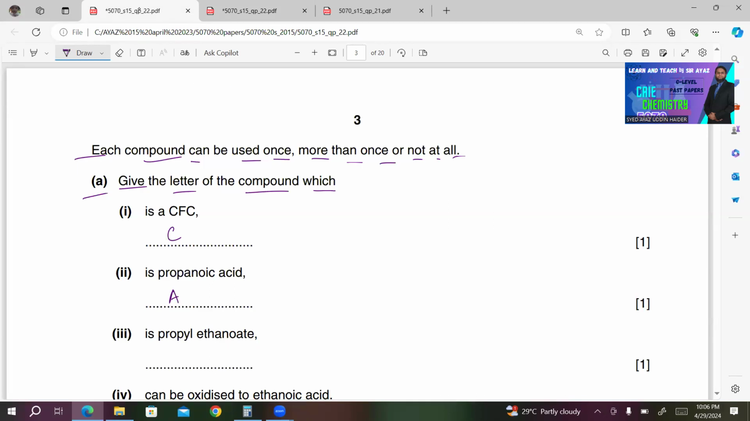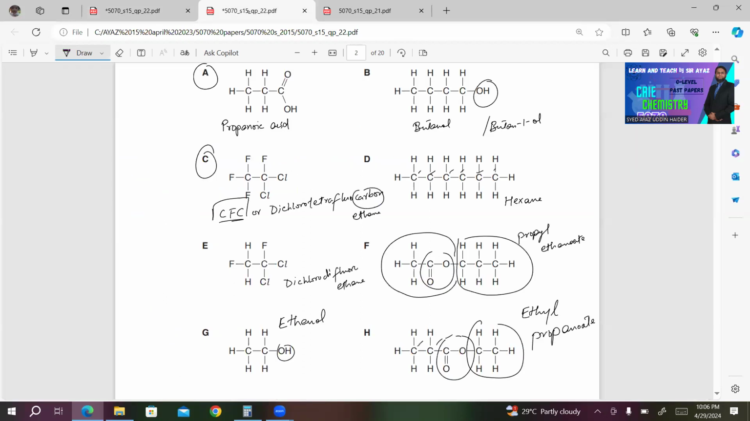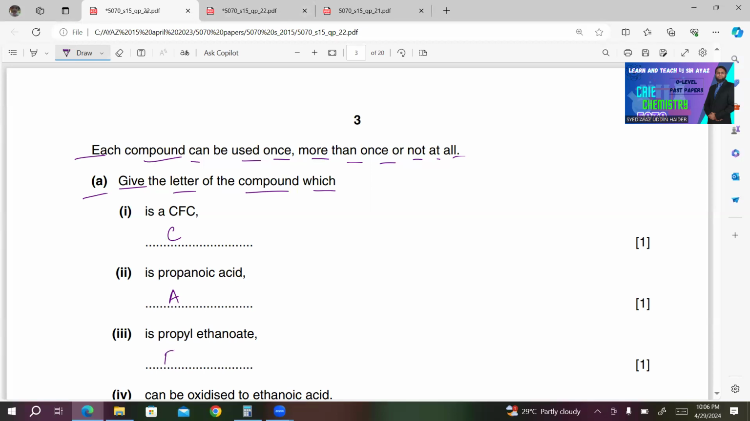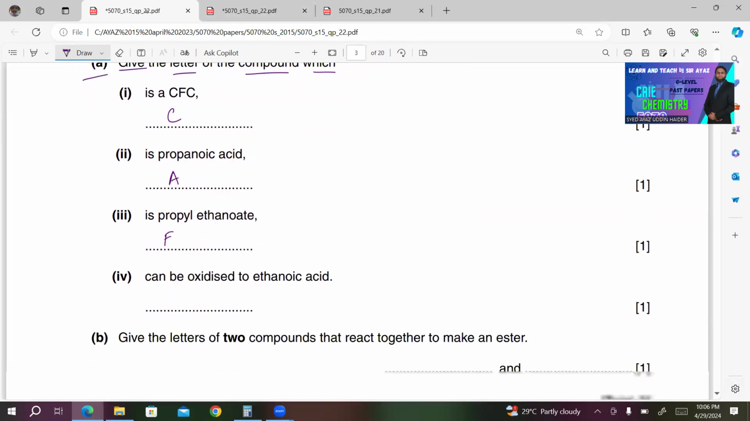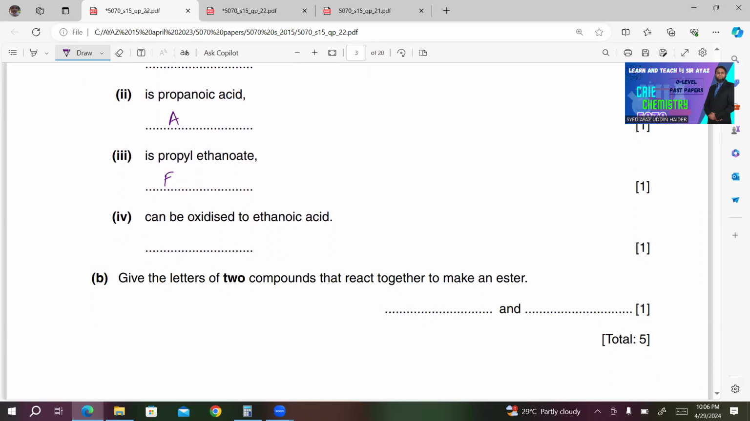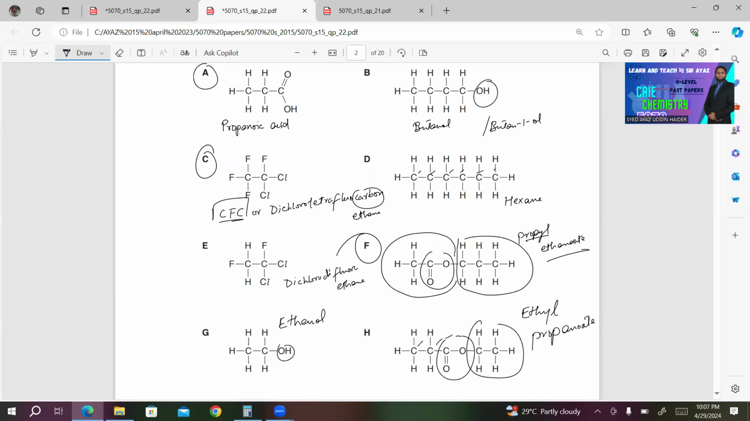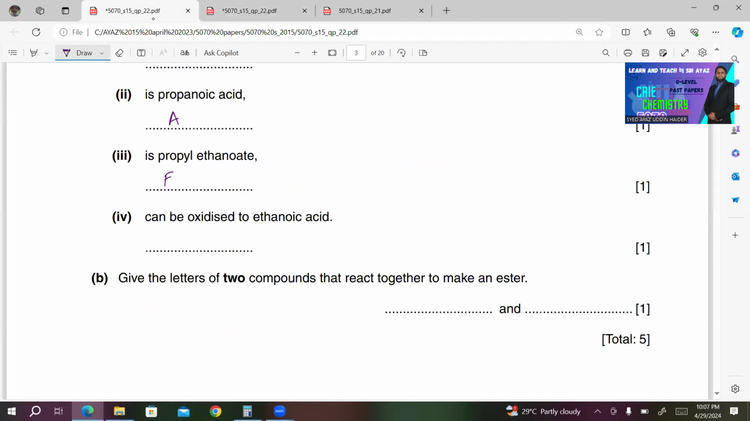Number 3 is propyl ethanoate. Where is propyl ethanoate? This is propyl ethanoate. It's F. So you write F here. 4 can be oxidized to ethanoic acid. It must be an alcohol with 2 carbon atoms. So it must be G. So you write G here.